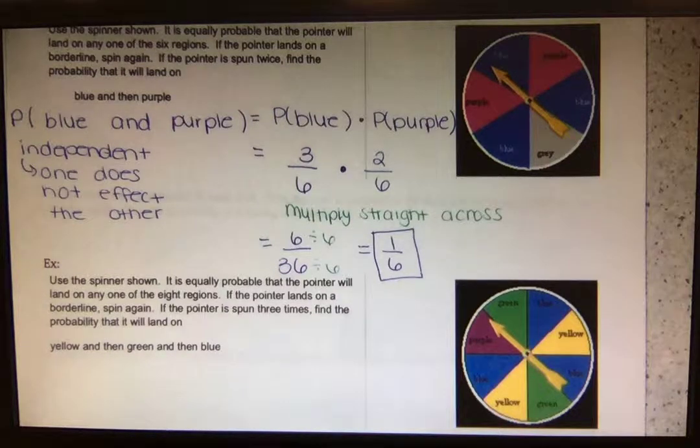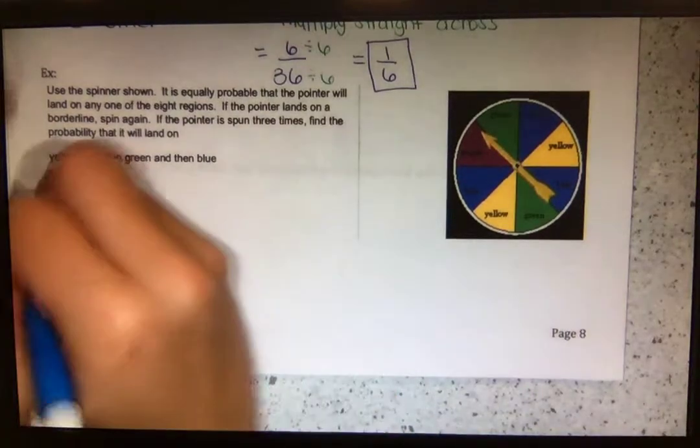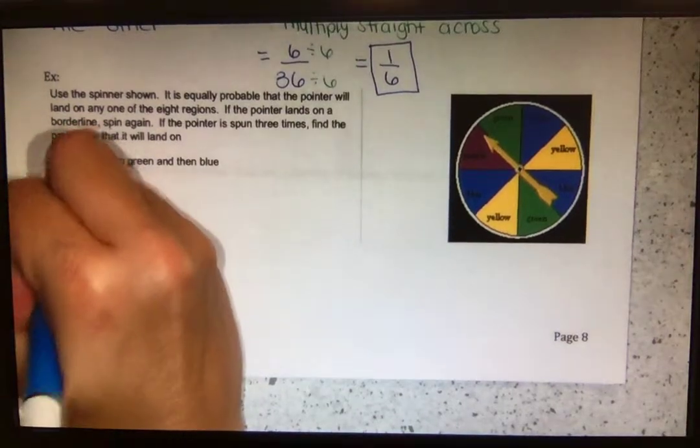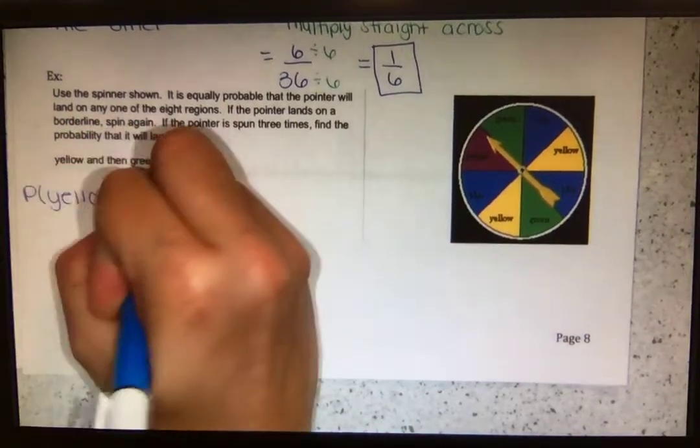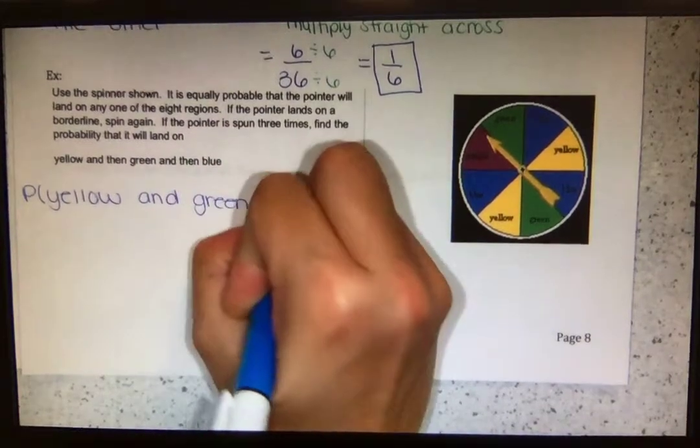So, use the spinner below. Same thing. It's equally probable that the pointer will land on any one of the 8 regions. If the pointer lands on the borderline, we spin again. If the pointer is spun 3 times, find the probability that it'll land on yellow, and then green, and then blue. So again, are these independent or dependent? Whenever I spin it the first time, does it affect my second or third spin? No, so it's independent. So we're finding the probability of yellow and green and blue.